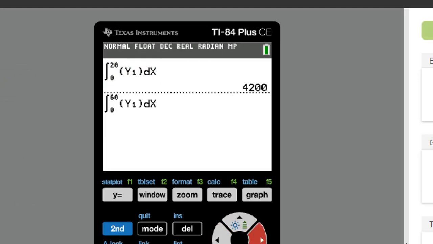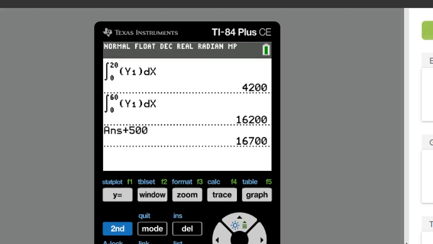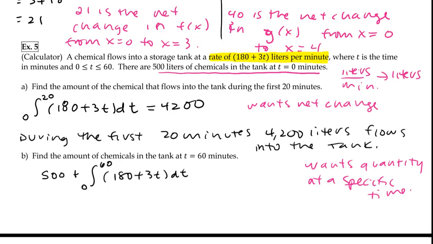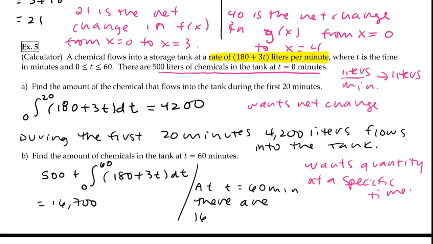And then we're going to have to add on, let's get that answer, and then we have to add on the 500 that we started with. And we're going to get 16,700. 16,700 is our answer. So what could we say? We could say for at T equals 60 minutes, there are 16,700 liters. Okay, I hope seeing the side by side helps you to understand what they're asking.